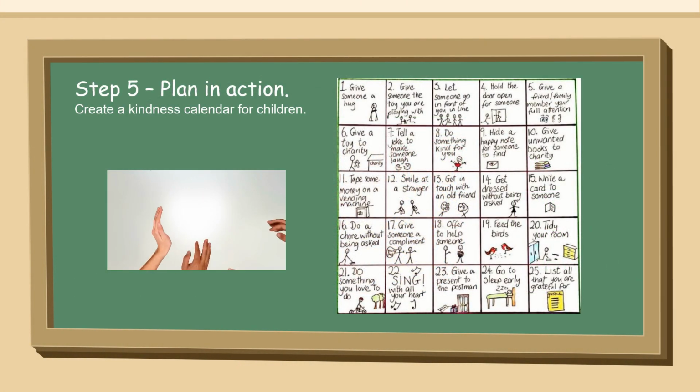So, step 5, plan and action. Create a kindness calendar for the children. This is the kindness calendar the children and I went by for the month of March. For example, March 1st would be give someone a hug. March 14th would be get dressed without being asked to. March 22nd is sing with all your heart. And March 25th is list all that you are grateful for.